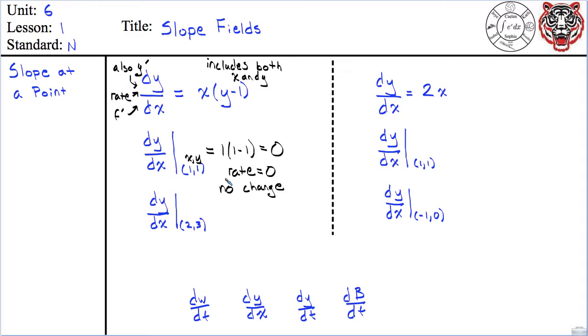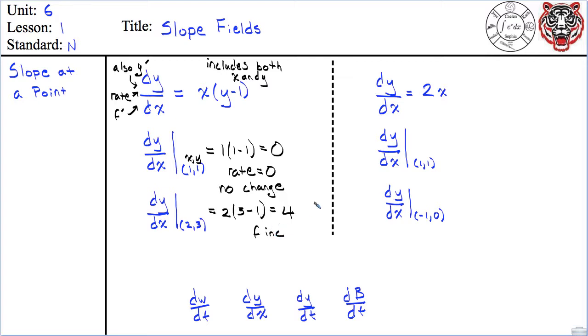All right, let's try plugging in a different point. Let's try plugging in 2, 3. So at this point, what is the slope? What is the rate? If I plug in 2, 3, remember 2 goes in for x, so it's going to be 2 times (3 minus 1). That's going to be 2 times 2, which is 4. That means I have a rate of 4. Notice that this is f prime. f prime is positive. So therefore, is the function f increasing or decreasing? It's positive, f is increasing.